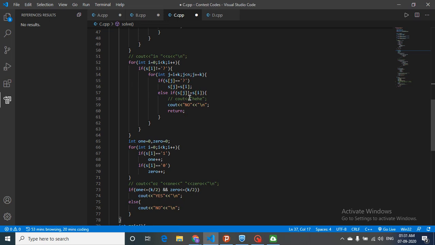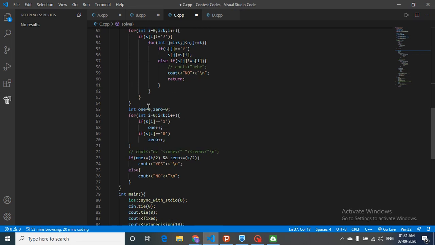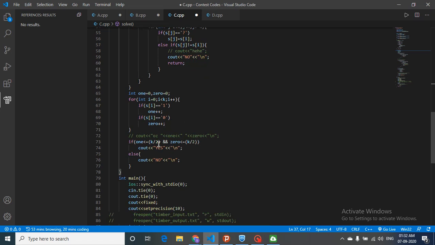Else, after all of this, what can I do? If there are still some question marks left in the first k numbers, I will iterate over the first k numbers and count how many zeros and 1s there are. If the total number of 1s is less than or equal to k by 2 and the total number of zeros is also less than or equal to k by 2, if both of these conditions are met, then only return yes, else return no. I hope you understand the logic as well as the code.